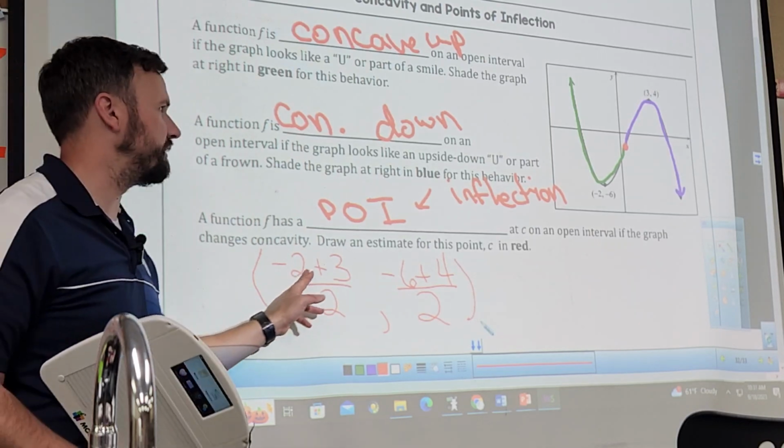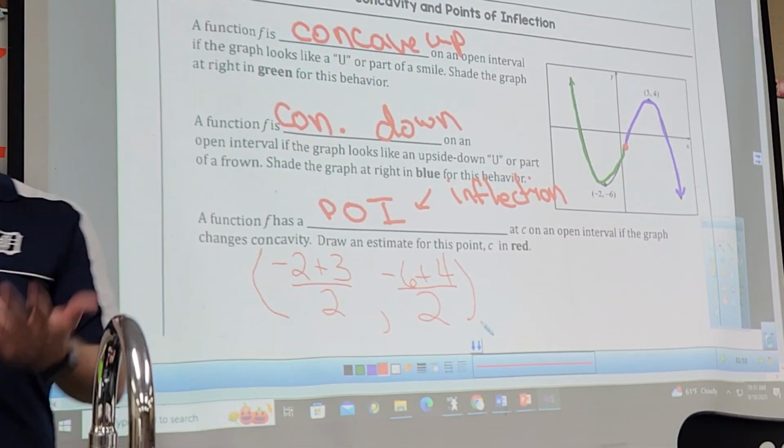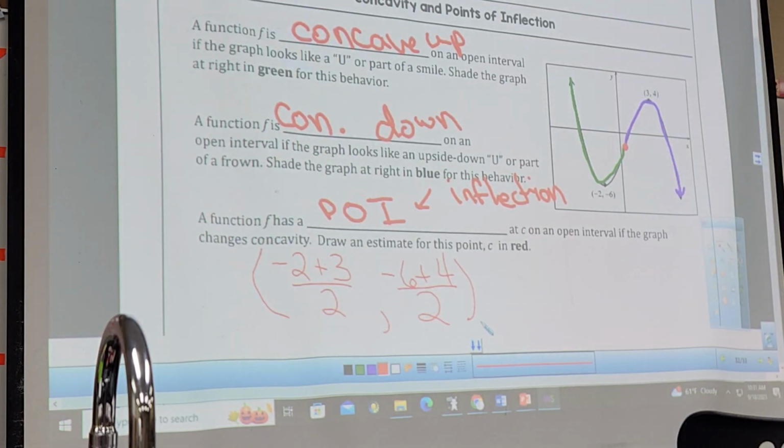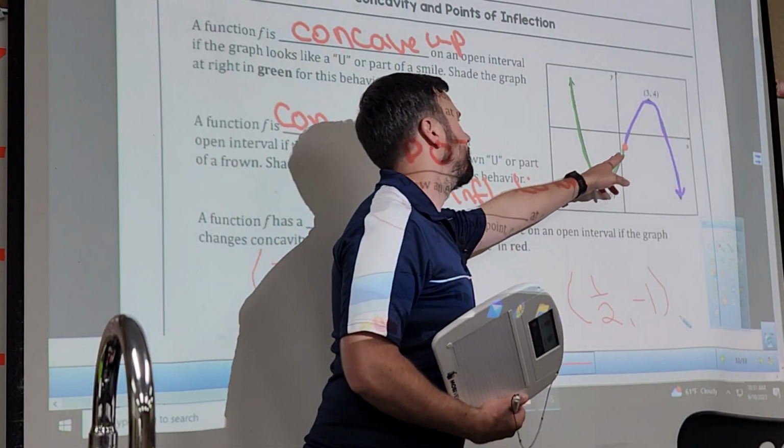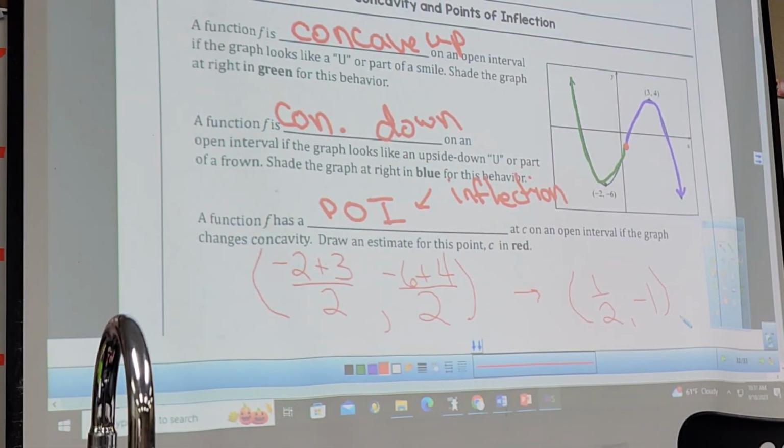Any questions where I got these values from? You add up your x's divided by 2, add up your y's divided by 2. Average of x, your average of y. So according to my calculations, this becomes 1/2, -1, right? Does that look about where we put that red dot? Yeah, it's pretty good. I'd say we got it. I'd say we're good to go.